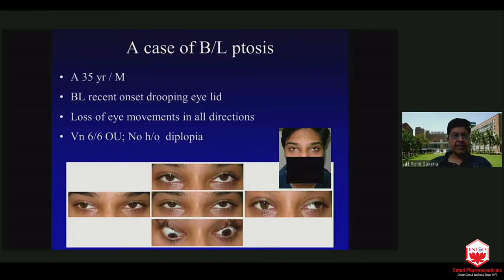This was a case of bilateral ptosis, a 35-year-old male with bilateral recent onset droop. Everything else normal. You can see the ocular motility limitation in all directions.